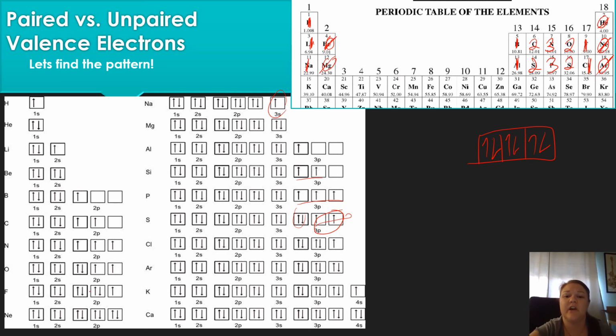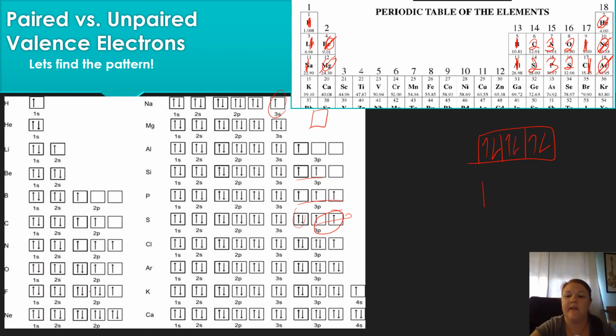Okay, so you might start to see a pattern here. When we look at our s orbital, that's the first 2 columns. Everything in the first column, the alkali metals, is always going to have 1 unpaired electron because they have 1 electron in that s orbital. Everything in column 2 has no unpaired electrons because the s orbital is full. When we're looking at our p orbital, it builds and then reduces. So we go 1, 2, 3, 2, 1, 0.